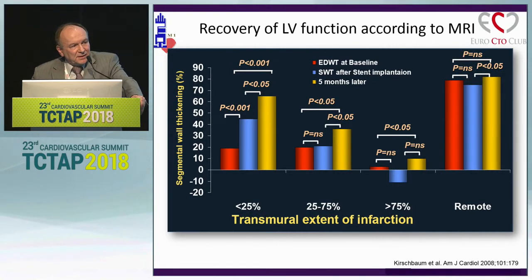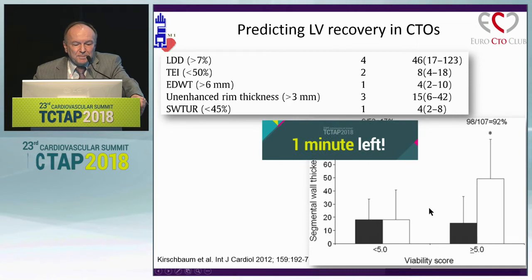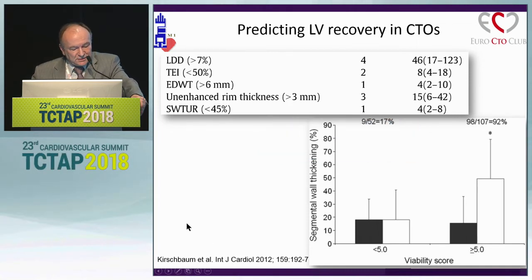Final issue is viability. Of course, we have some patients, I think the number is decreasing because of the success of primary PCI in acute MI. We find less and less patients with an old infarct. So the general patient population in CTOs nowadays has normal LV function. But if we have severe dyskinesia, then we should, of course, undergo an MRI testing. However, there is a big problem that the gray zone of 25 to 75% scar tissue is too large. And certainly we need more tests or more refined MRI techniques like this recovery score suggested by Kirschbaum and colleagues, which is not used because it's not highly published in the International Journal of Cardiology. But this viability score seems to be a very good predictor of recovery, even in scar tissue.